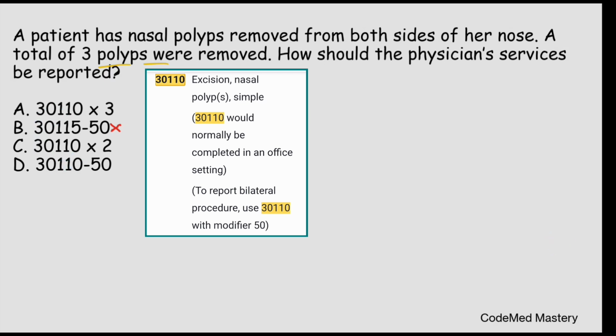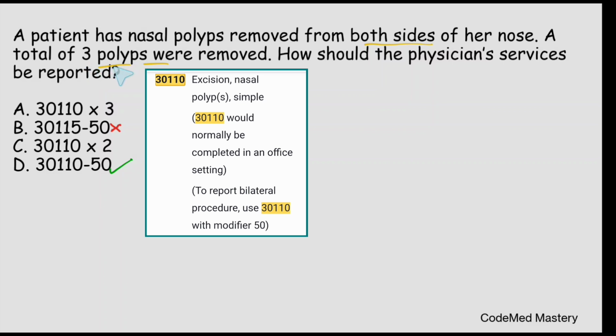Below the code 30110, there is a parenthetical note. To report bilateral procedure, use 30110 with modifier 50. So here it is a bilateral procedure because they have mentioned both sides of her nose. So we have to append modifier 50. Therefore, option D is the right answer.